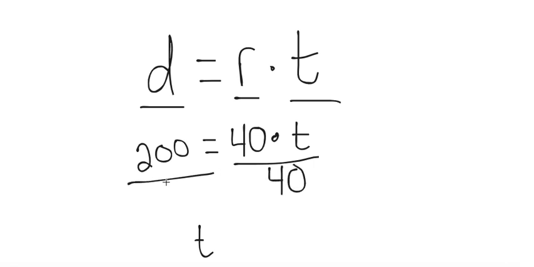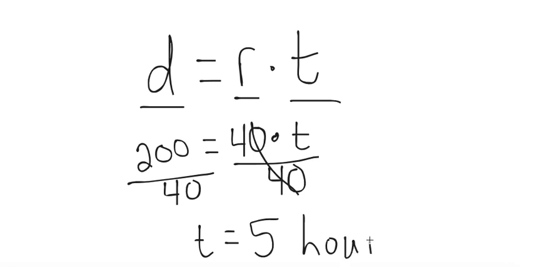What I do to one side, I do to the other side. These cancel out, leaving me just with t equals 200 divided by 40 is 5. 5 what? Well, it's t, so it's time. The problem, if you remember, was 200 miles and 40 miles per hour. Hour. Ding, ding, ding. So the time is 5 hours. Mr. Z is driving 5 hours.